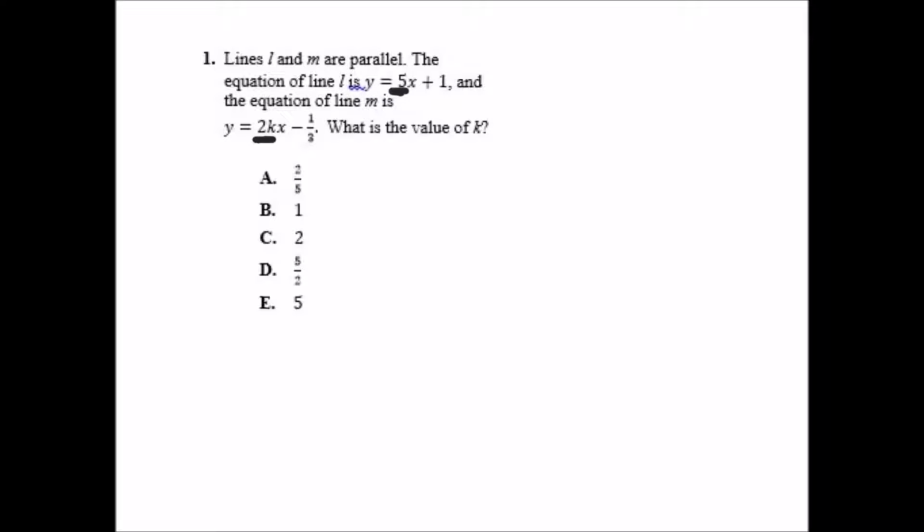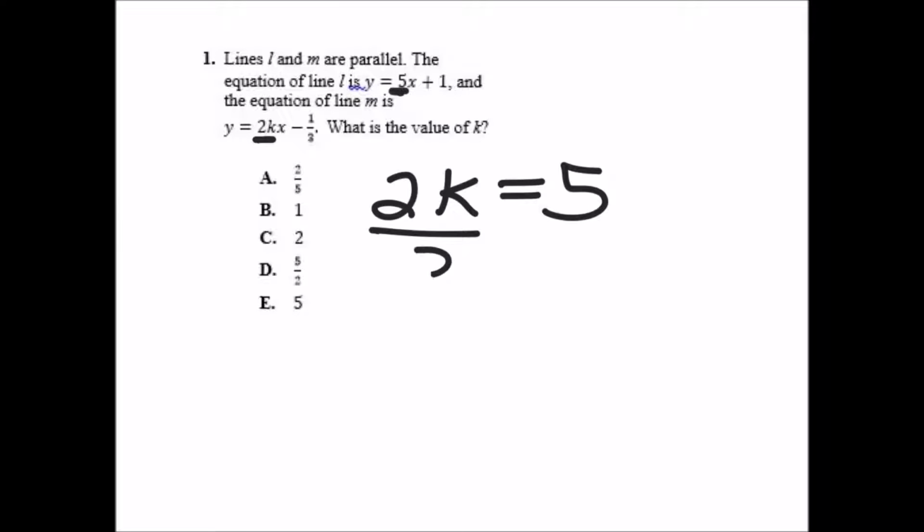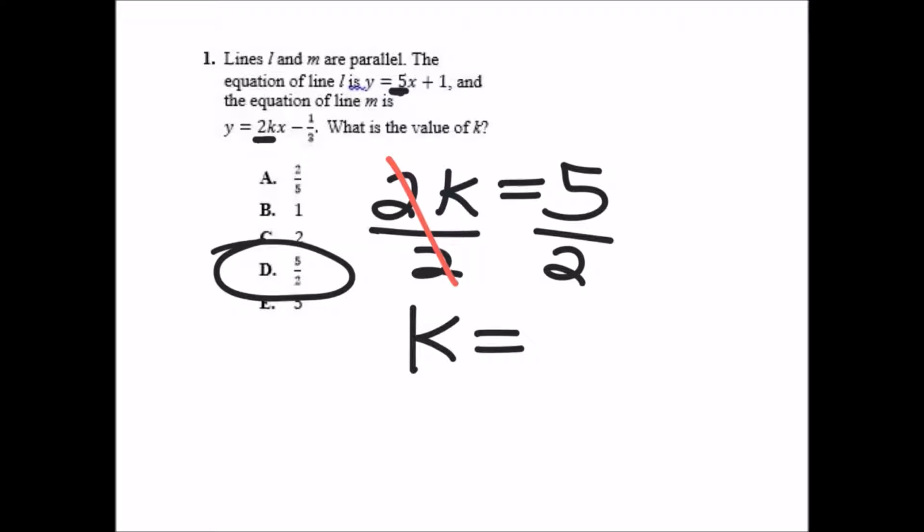So we set up a simple equation where 2k equals 5, and divide both sides by 2. The 2s cancel out here, leaving you with k equals 5/2. Correct answer is D.